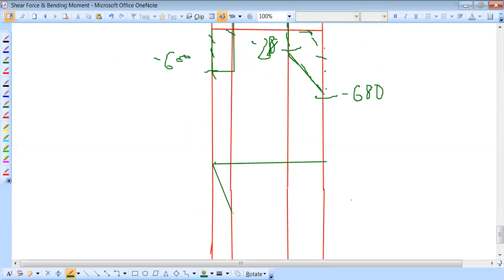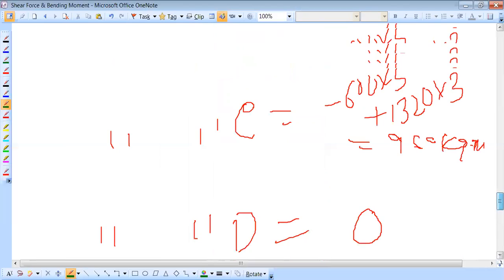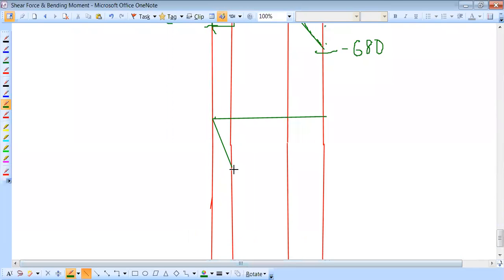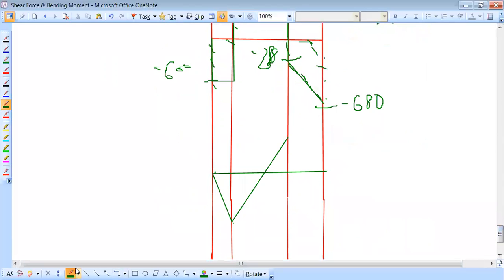Here, straight line, and at point C it is plus. This one is also plus, and after D it is 0. Then here the load is UDL, so draw a curve line because between C and D it is of parabolic nature. This curve is parabolic. This line is a straight line. This is the BMD for this loaded beam.